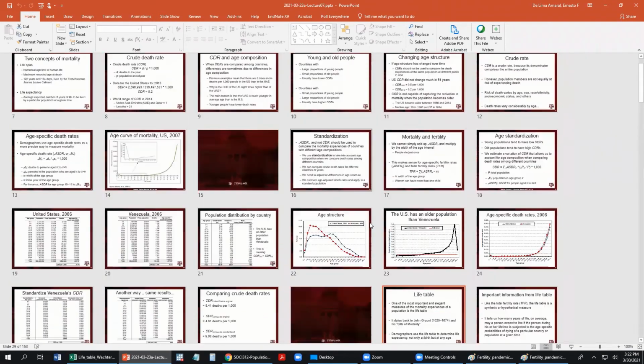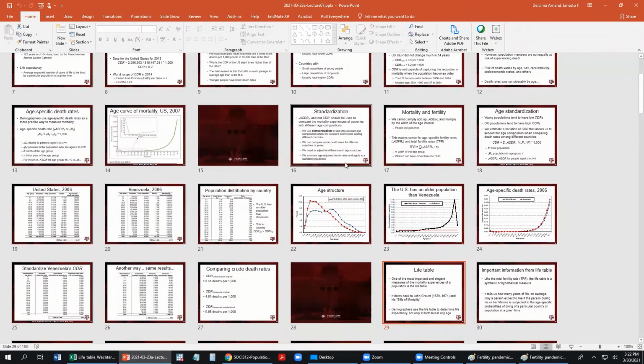So we saw in the previous class standardization, which is a technique in which we learn how to take crude death rates from 2 different countries and make some corrections in one of them, using the other one as the standard population, in order to be able to compare crude death rates of 2 countries that have different age structures.